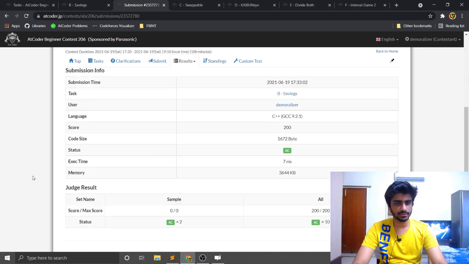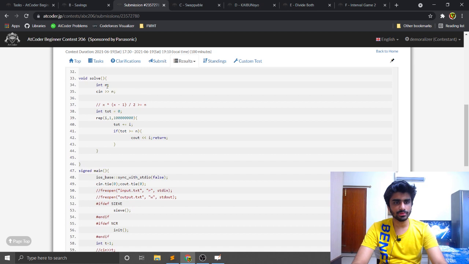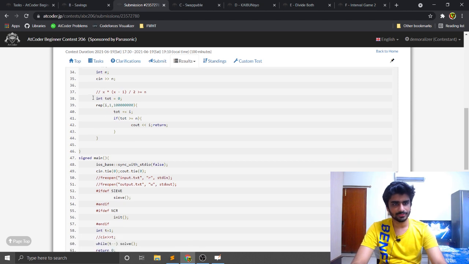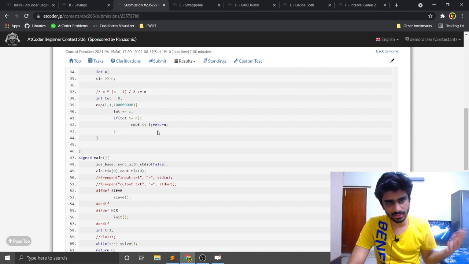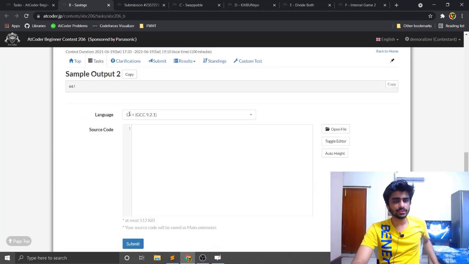You can see here, this is my code, and it's a simple brute force solution. Just take n as input. This is the formula. We want x times (x plus 1) by 2 to be greater than or equal to n. Actually, this should be plus. Anyway, what I'm doing is, I have a variable total and I'm adding i to it. Whenever it is greater than or equal to n, then we print i and just exit, returning at the end of the program. So that's what we want to do.